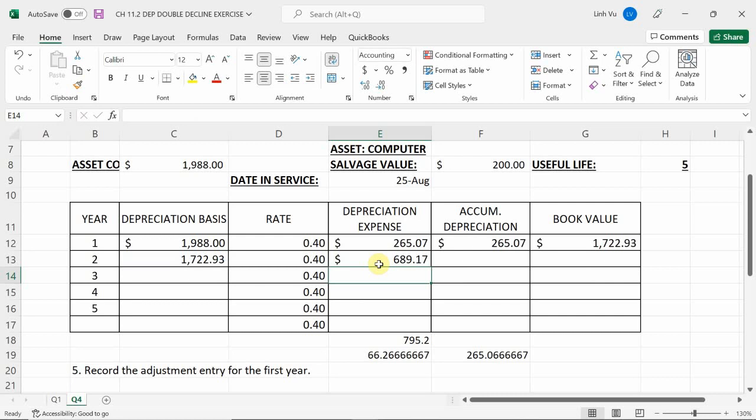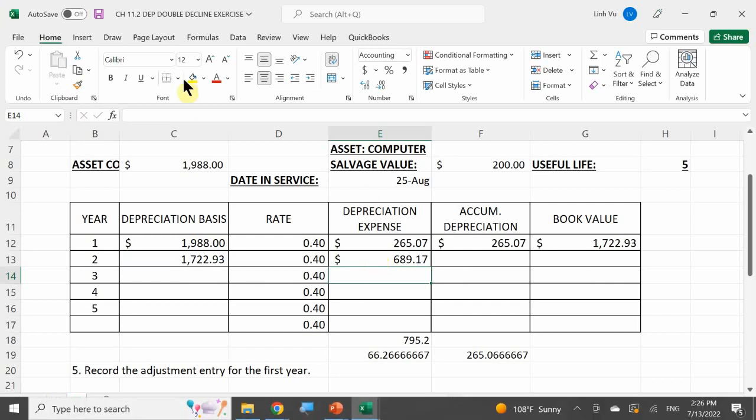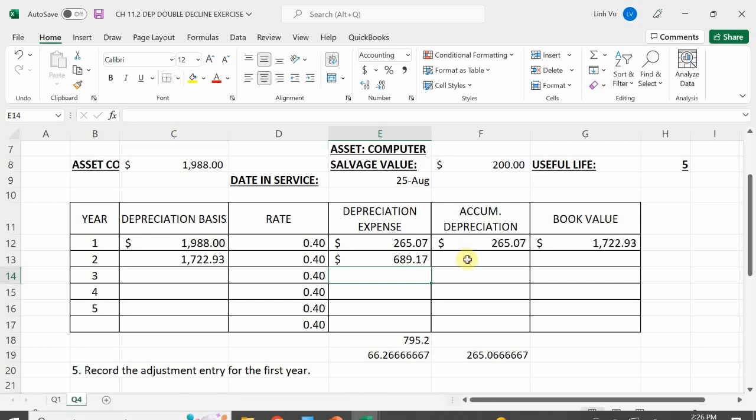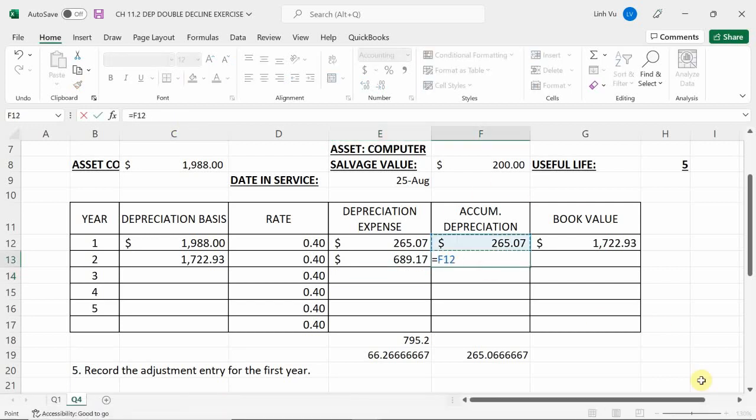All right, because this time, right, if I ended my depreciation for the first one as December 31st, and I'm continuing to start my asset as of January, and then depreciating again at December 31st, that was a whole 12 months, right? So in this case, you're going to depreciate for the full year for the second one, okay? Which gave you $689.17. So what is my accumulated depreciation here?